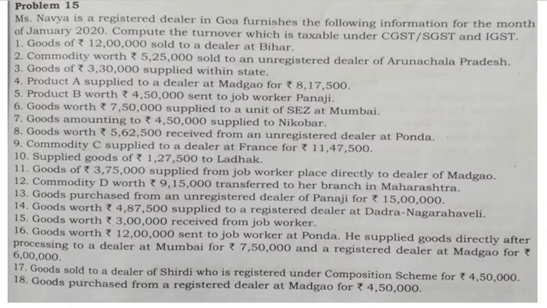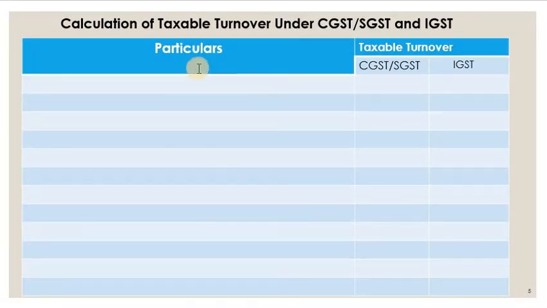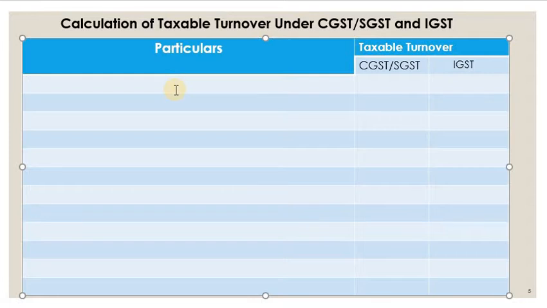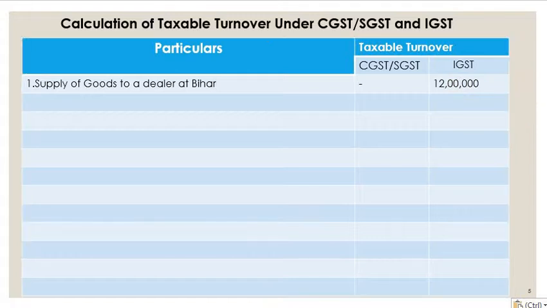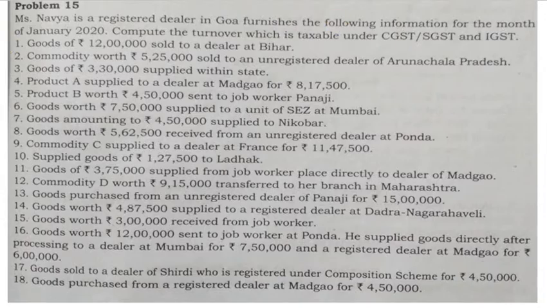So let's write the transaction here. I have written here: supply of goods to a dealer at Bihar. CGST is nil, and in the IGST column we have to write 12 lakh, the transaction amount. Then let's go to the second one.